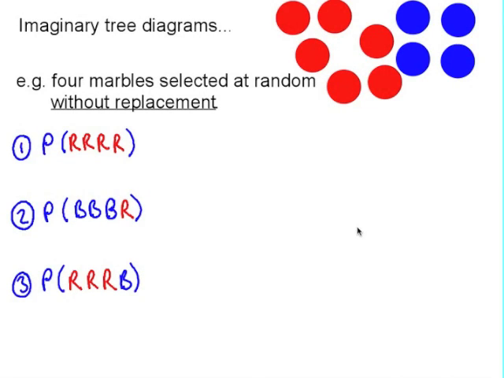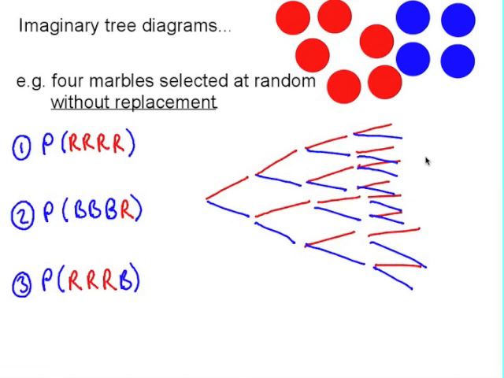With some probability, even a simplified tree diagram is quite complicated. For example, here we have a bag containing 6 red and 4 blue marbles. We're going to select 4 marbles without replacement. If I drew a tree diagram, the first marble red or blue, the second marble red or blue, and so on. And then I still have to work out all the probabilities.